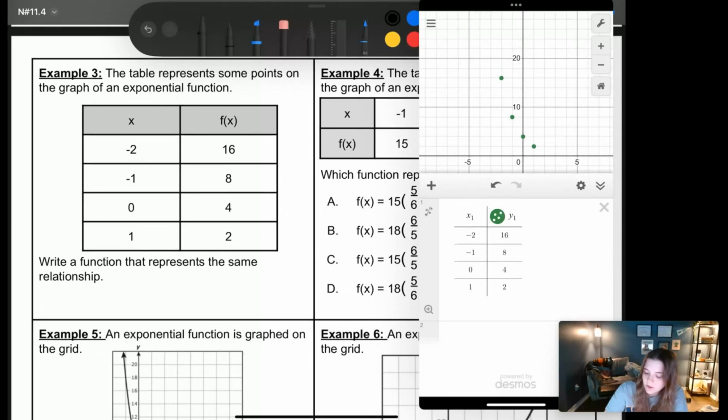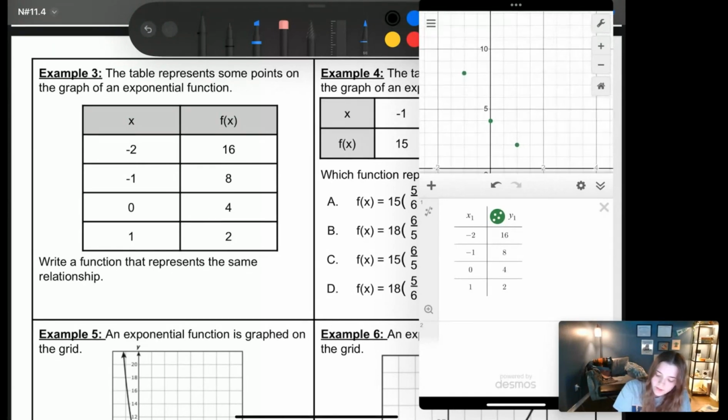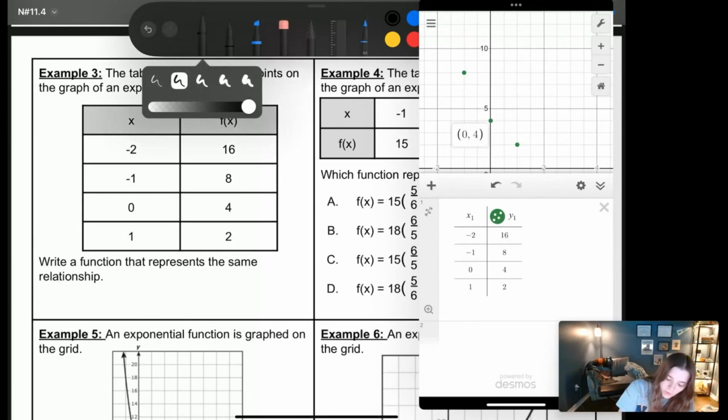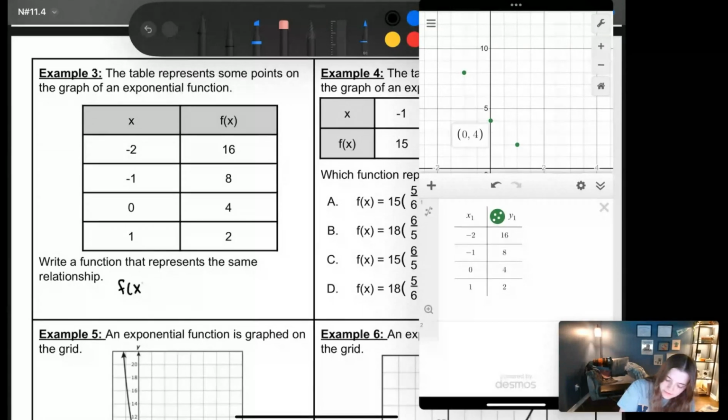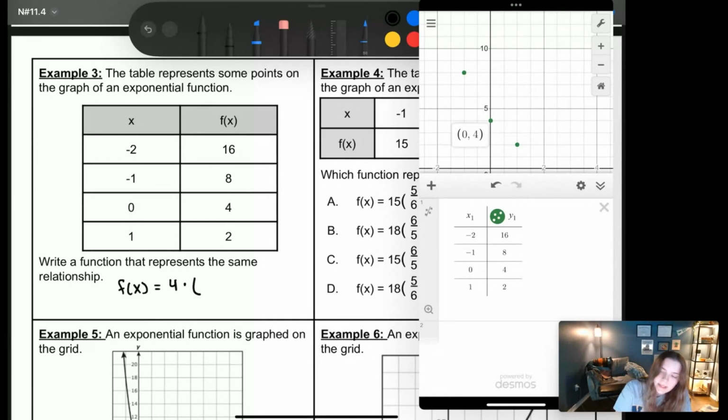As you can see, we are regressing, right? We are decaying. This is a line of decay. In this line of decay, I have my y value. Remember, your y value is where it crosses on the y-axis. Where does it say it crosses on the y-axis? At 4. So I know that f of x is equal to 4 times my growth or my decay multiplier. Well, we know it's decay, so we know it has to be less than 1.